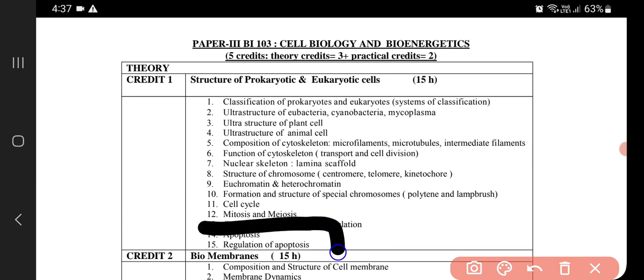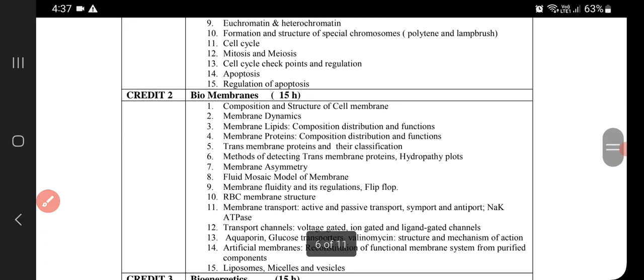And apoptosis, regulation of apoptosis, I already told you in a video, and I'm really sorry for that video because towards the end my voice wouldn't come properly. I don't know the reason behind that. Suddenly it stopped, so I'll make another video for that.